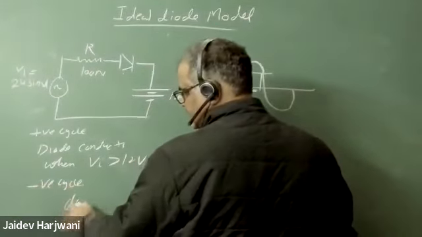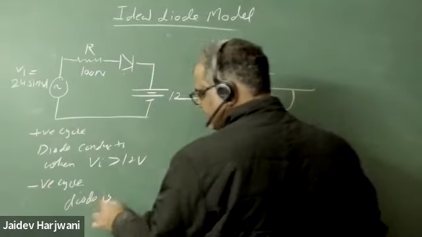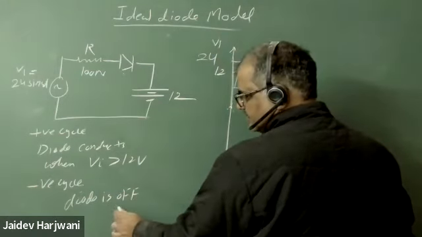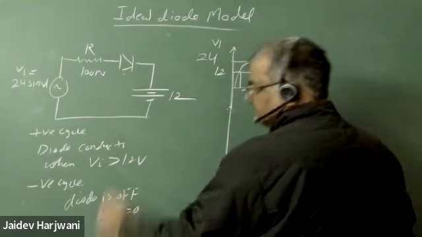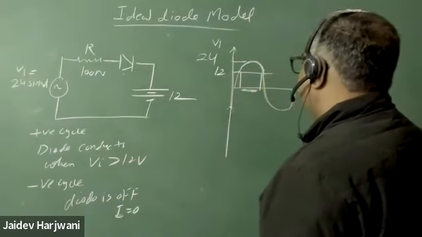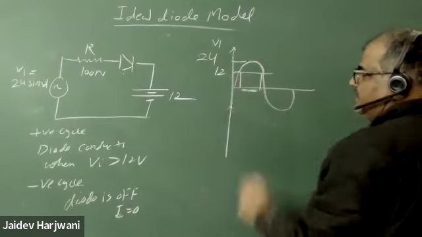The diode is off. The current I is zero, so no current flows, or the diode does not conduct. Now I have to calculate how much part of the cycle this fraction is.